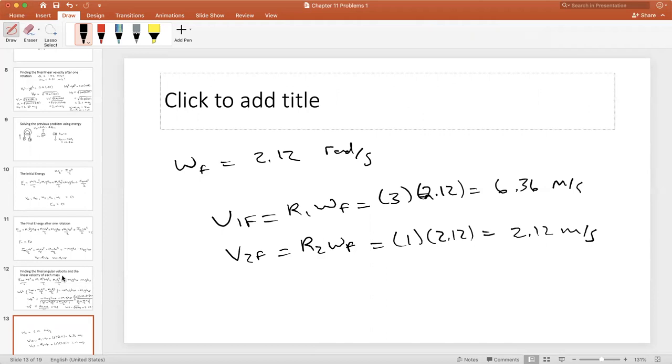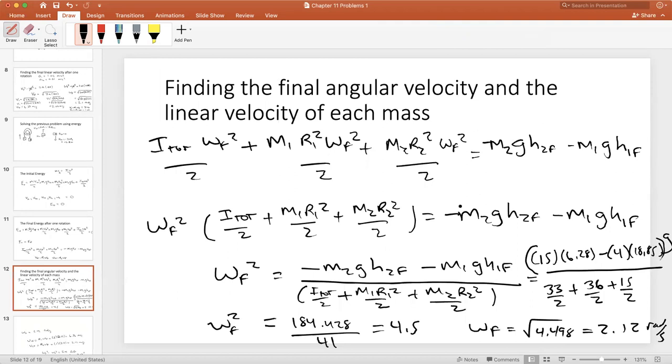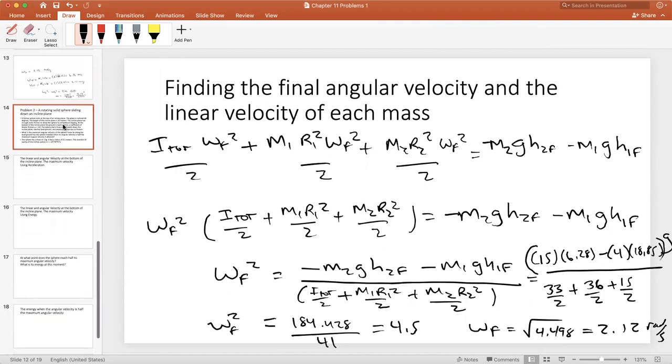The one thing that it's not going to tell us is the accelerations, although we could find those because we could go back and use omega final squared minus omega initial squared is equal to 2 times alpha times the change in angle. And we know this change of angle was 2 pi. So alpha is essentially omega final squared over 2 times 2 pi, which was 2.12 squared divided by 4 pi, giving us 0.357. So it's a little bit off, mostly because my omega final is off by 0.02, but it's close. So we could find alpha, and then we could find A1, and we could find A2. The hard work's been done, though. So let's move on to another question.